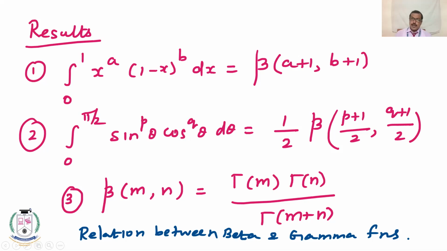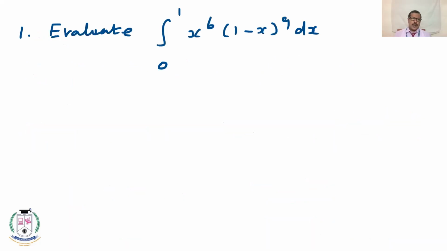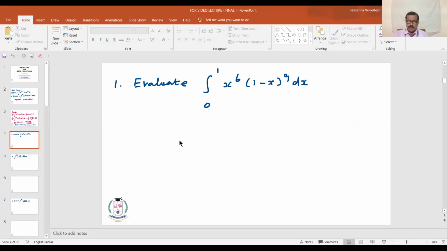And the very important property that connects both beta and gamma function, which is the relation between beta and gamma function, given by beta of m comma n is equal to gamma of m into gamma of n by gamma of m plus n. This is what we are going to use in most of the problems as the last part of evaluation in beta function problems, because there is no direct way to evaluate beta function. The only way to evaluate beta values is to use gamma values. Now let us see how to find solution of this problem using the above results.